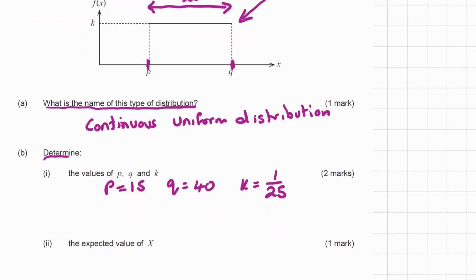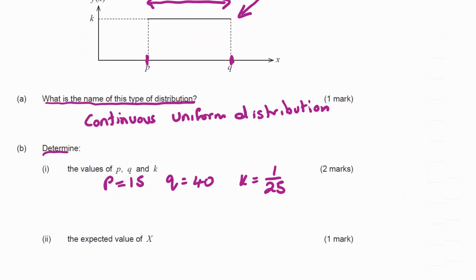We're then asked for the expected value of x, or the mean of the distribution. Now, for the rectangular distribution, just use the symmetry. It's right in the middle. So therefore, it is going to be 15 plus 40 divided by 2. So that's 55 divided by 2, which is 27.5. So the expectation of x is 27.5.